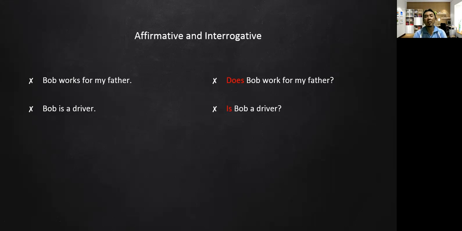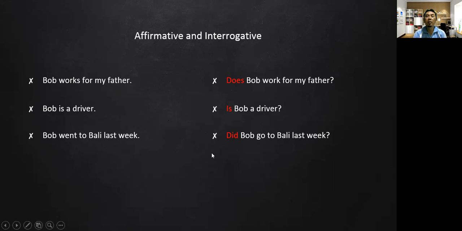That's the question. And then the next one, Bob went to Bali last week. This is simple past tense. In simple past tense, we use verb two. And if you want to make it into a question, usually use auxiliary did. Okay, did. If the sentence, once again, use action verb like here. When is an action verb, so we use did for the auxiliary.